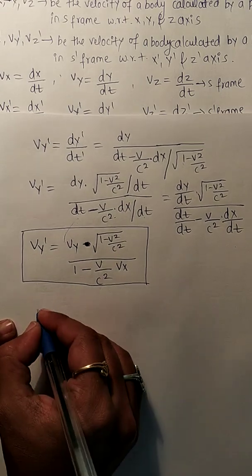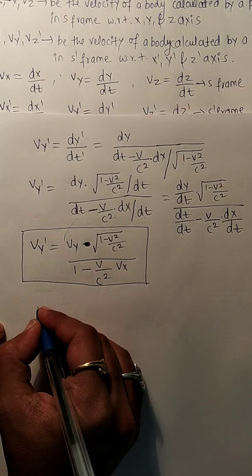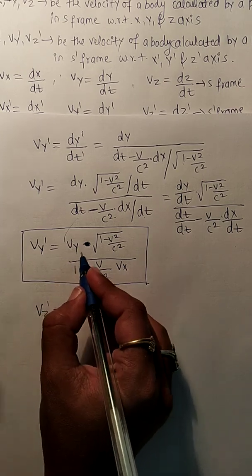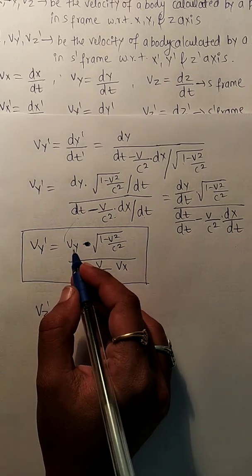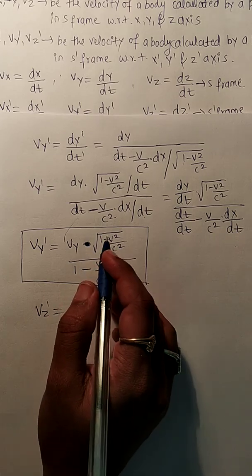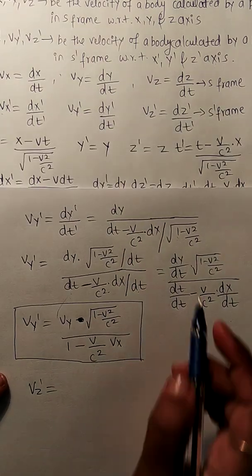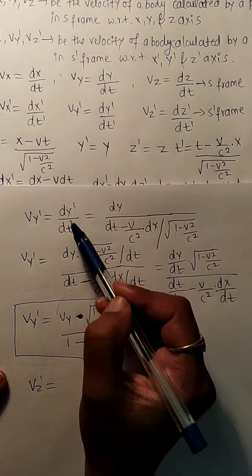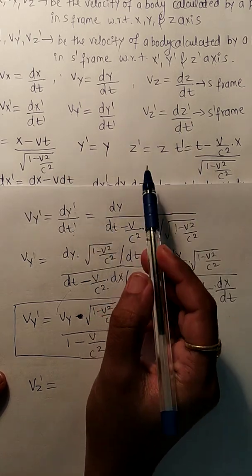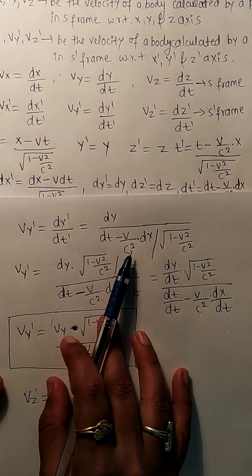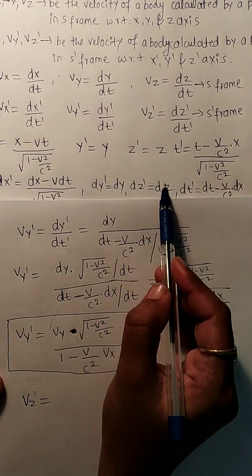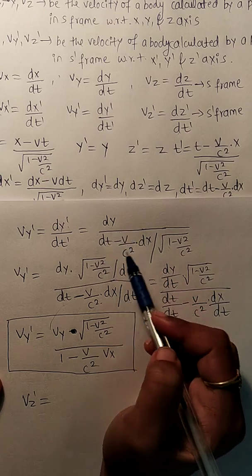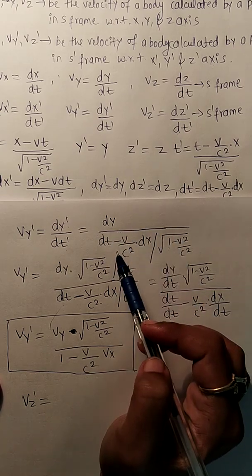In the same way, if you go on calculating φz dash, you will get φz dash is equal to, where φy is there, it will be φz. The other things will remain the same, because φz dash is equal to dz dash divided by dt dash. As z dash is equal to z, dz dash is equal to dz. So here we write dz, only that changes, but the dt dash value remains constant.